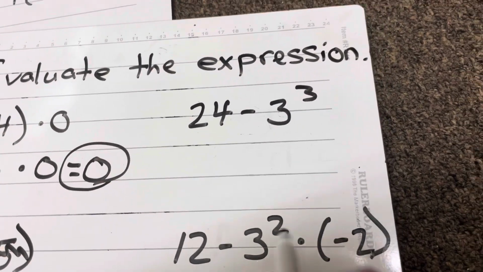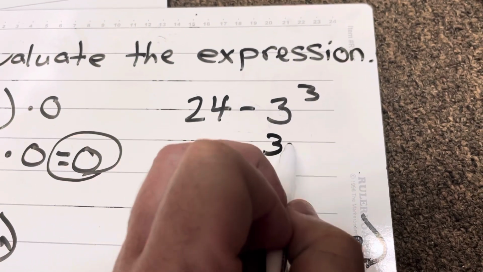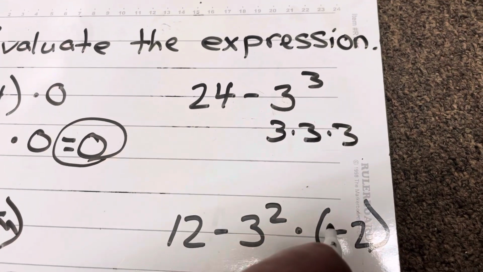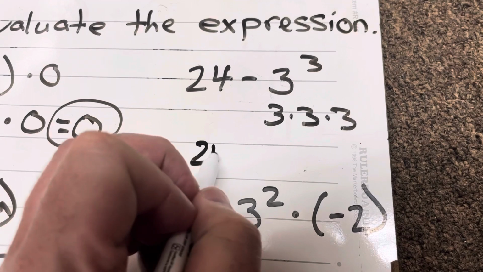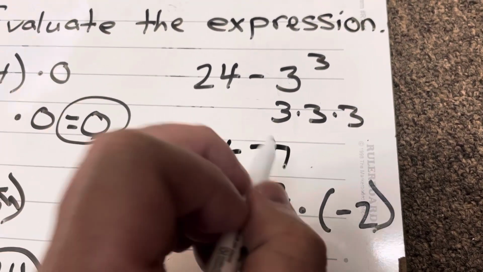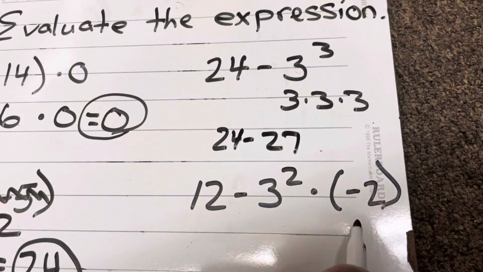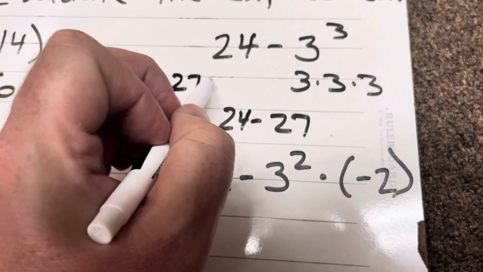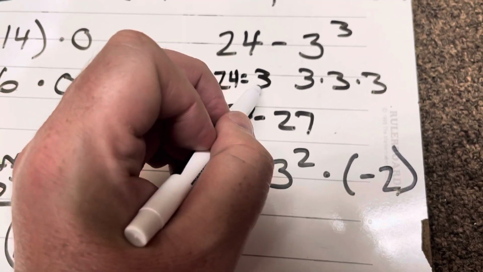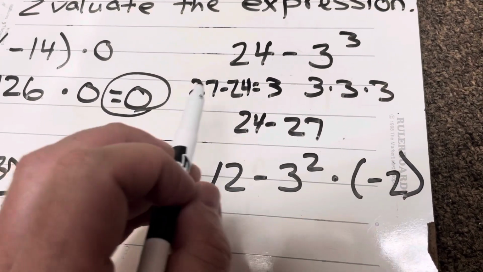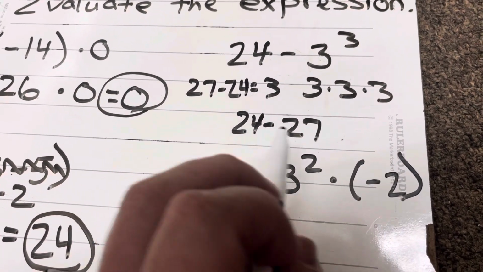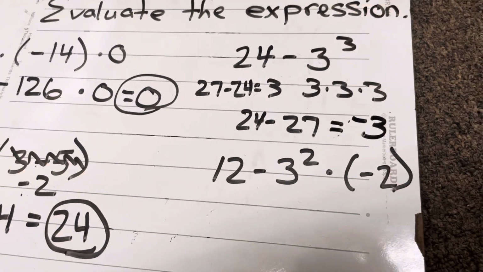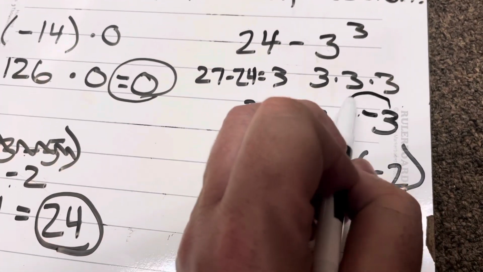24 minus 3 to the power of 3. Well, 3 to the power of 3, remember, is going to be 3 times 3 times 3. 3 times 3 is 9, times 3 is 27. So that leaves me with 24 minus 27. Well, 24 minus 27, if I flip that, I know that 27 minus 24 equals 3. So if 27 minus 24 is 3, I know that 24 minus 27 equals negative 3. That's my final answer.